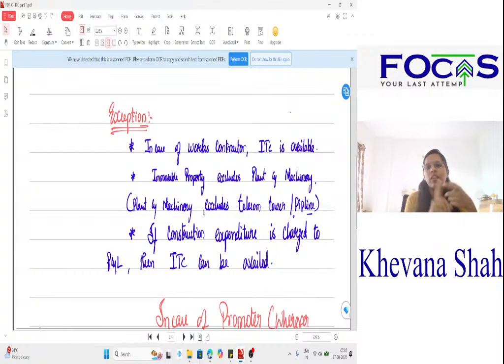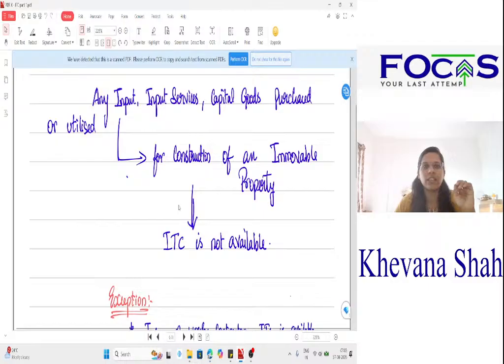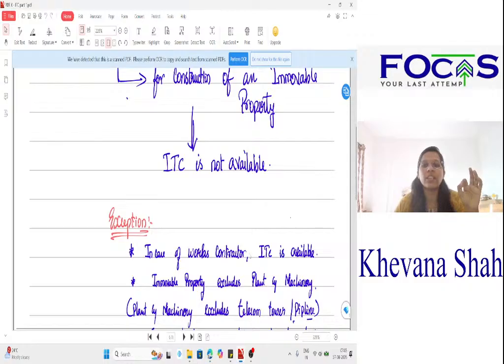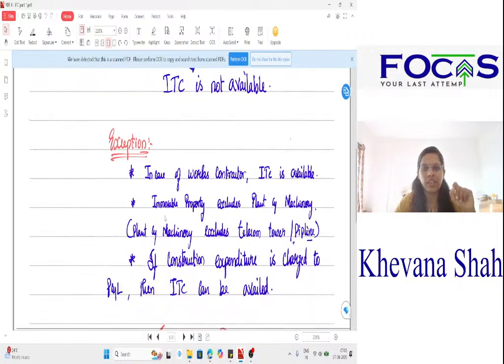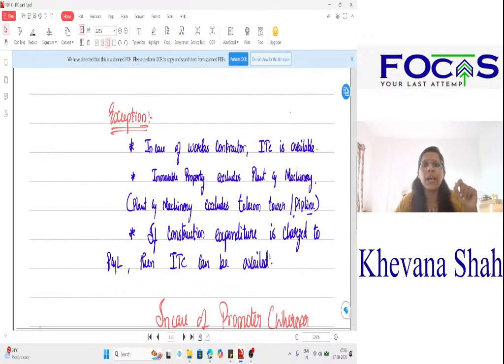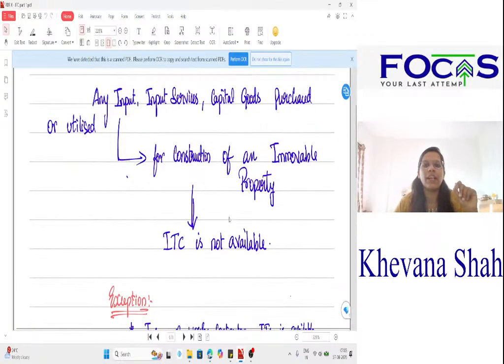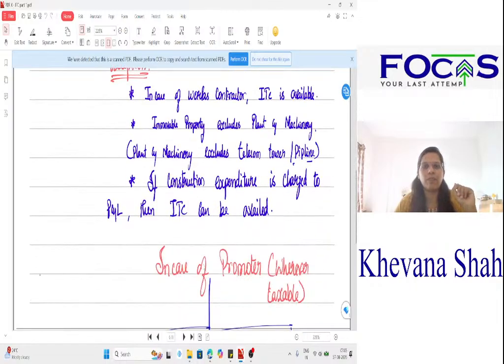So in case you have a works contract, in that case your ITC will be available, and your immobile property excludes plant and machinery. And again, plant and machinery excludes telecom tower and pipeline. So see, if you have any immobile property construction, okay, then in that case ITC is not available. But if you have construction of any plant and machinery, which is an immobile property, in that case your ITC is available. Again, your plant and machinery will exclude telecom tower and pipeline. So in case of telecom tower and pipeline, ITC is again not available.